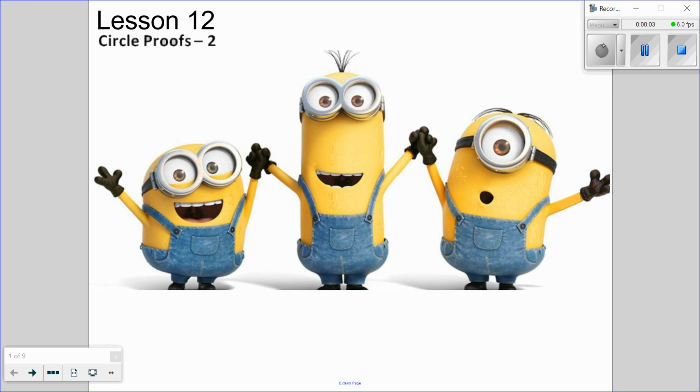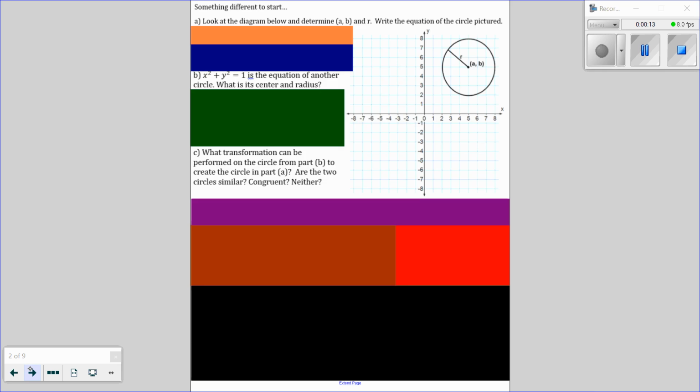Bonjour, geometry friends. Time for doing some more circle proofs. But before we get into the proofs, we're going to start off with a little old school circle stuff. So let's do a little review.